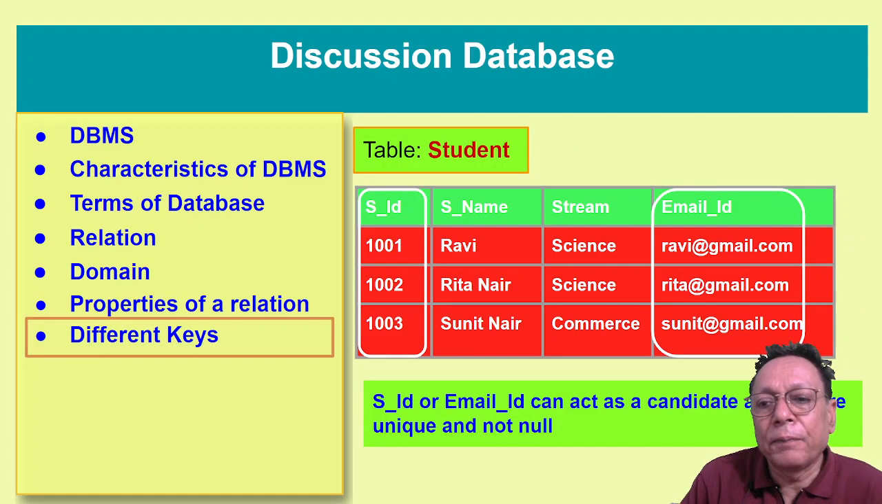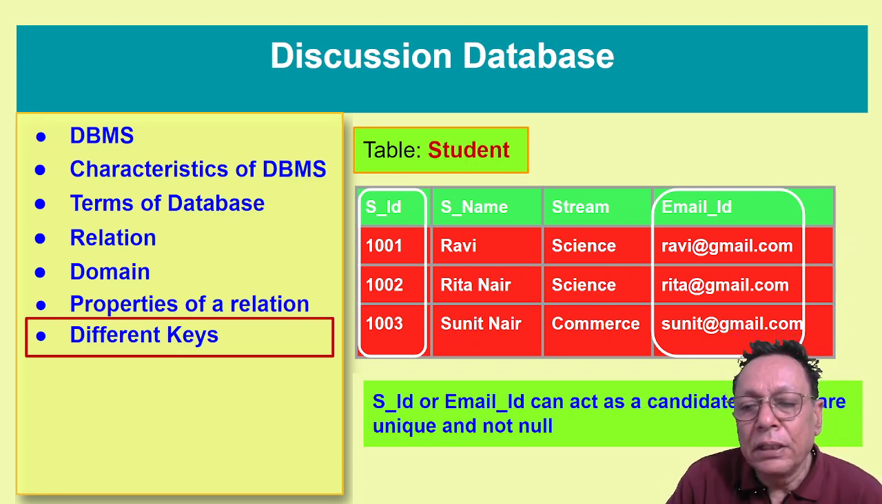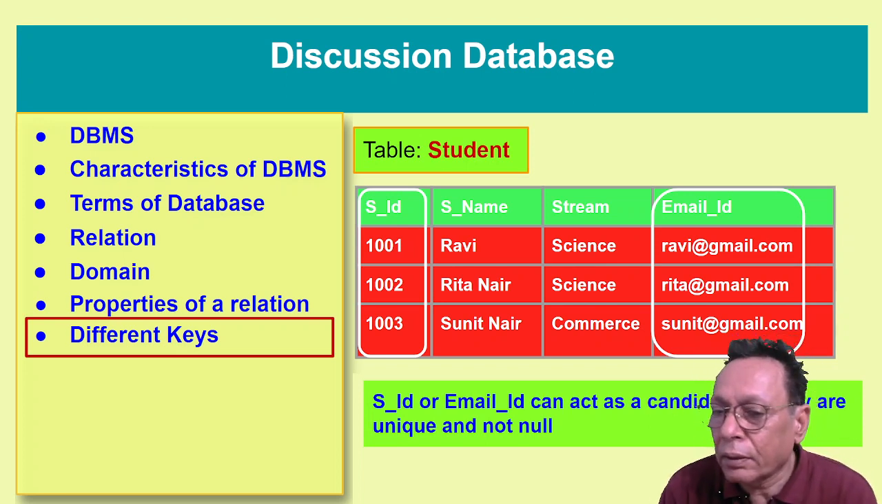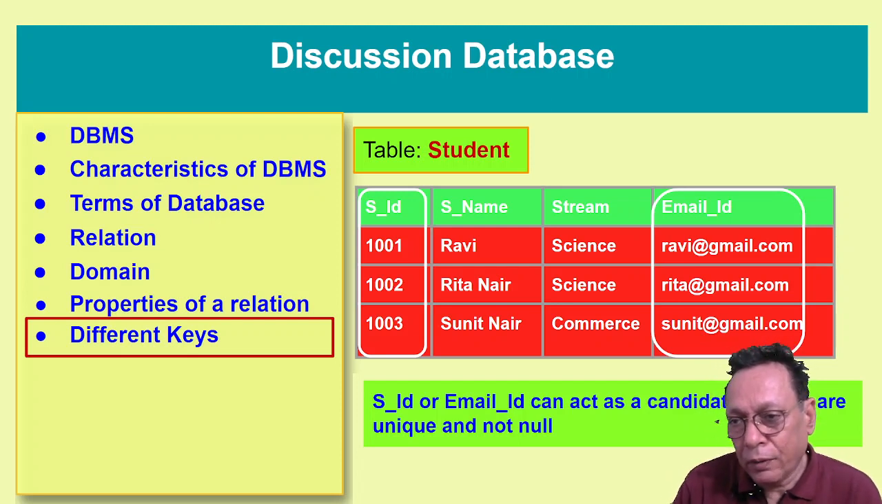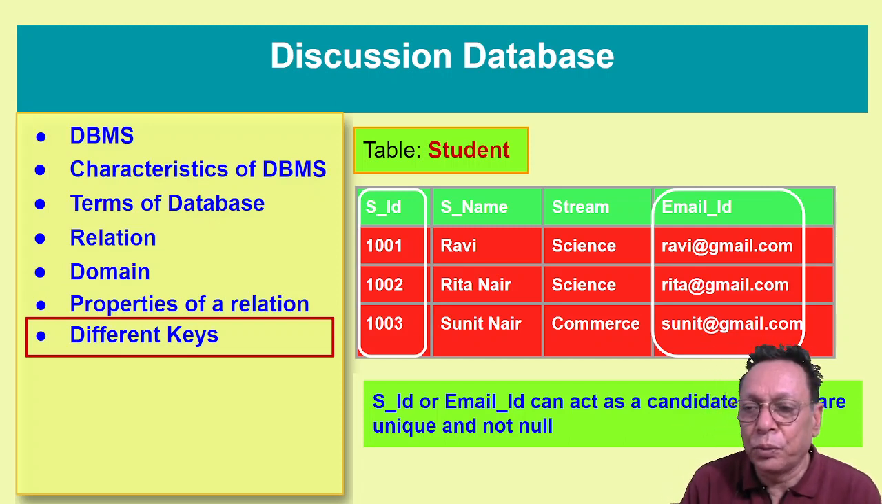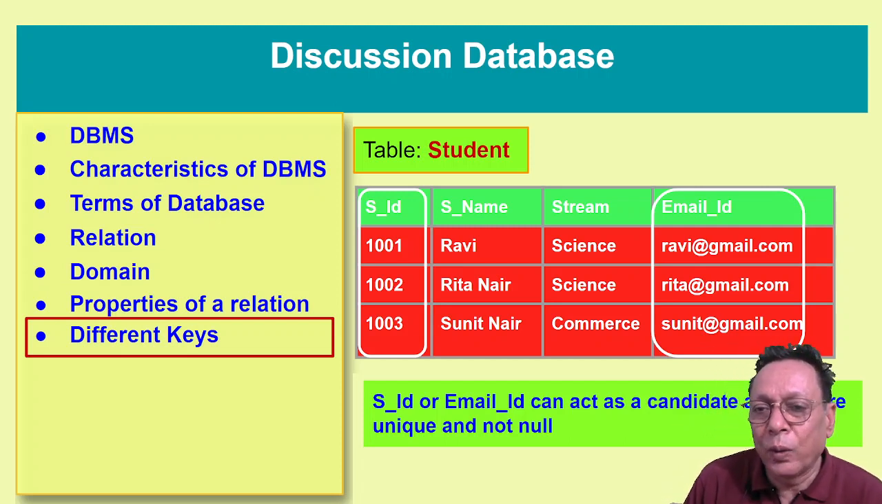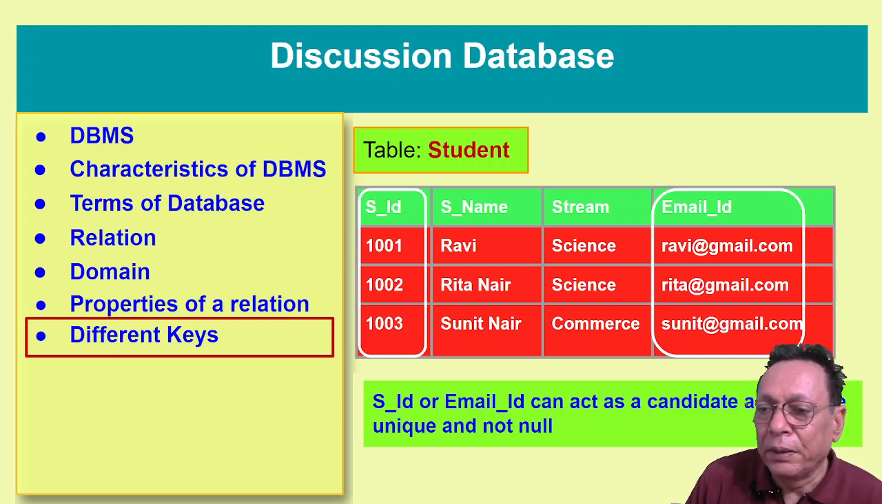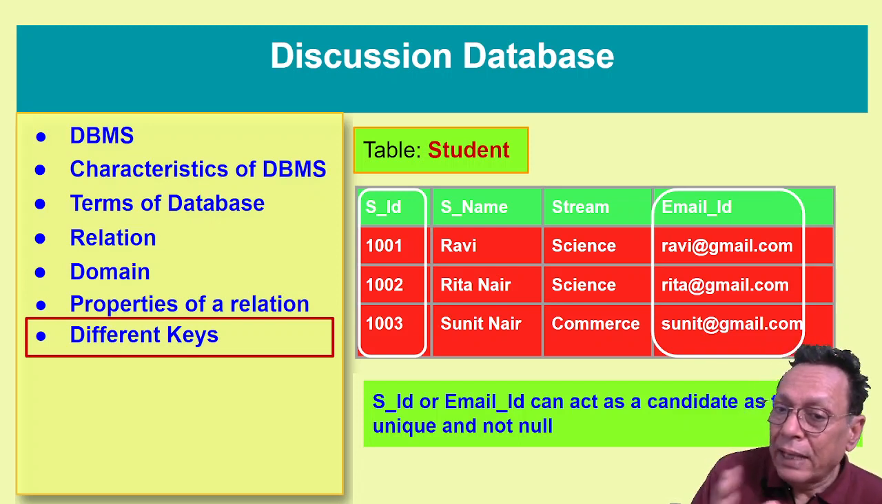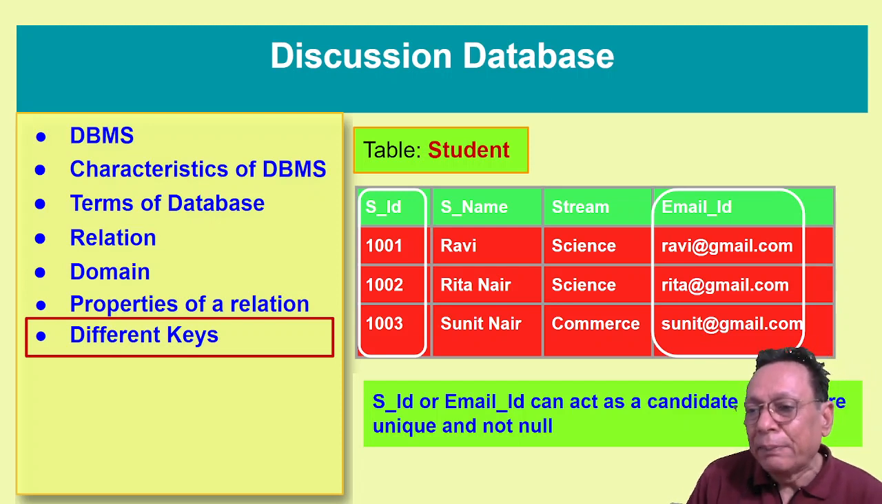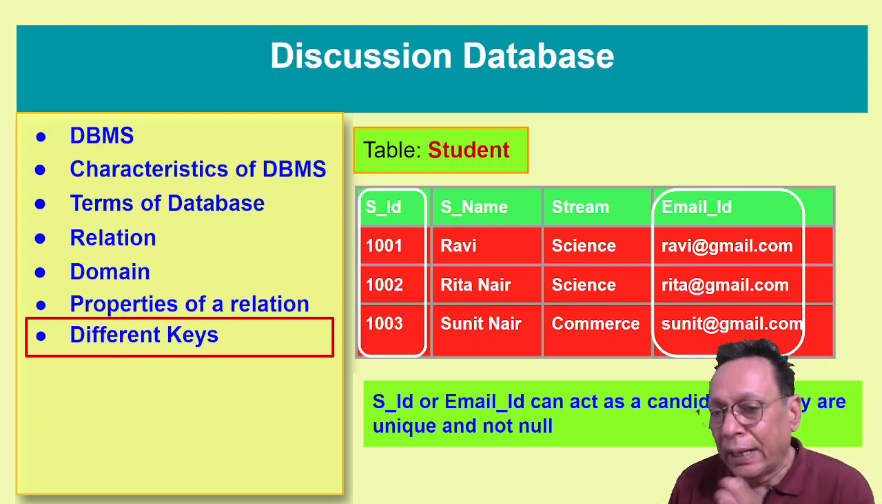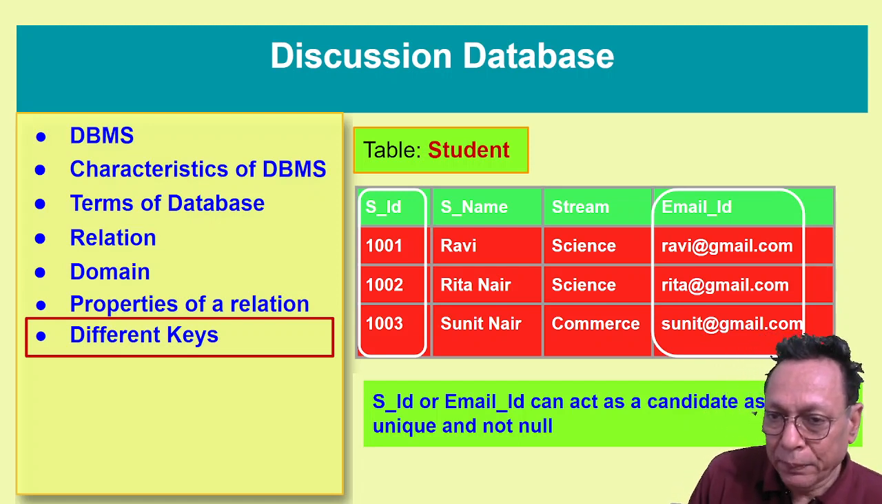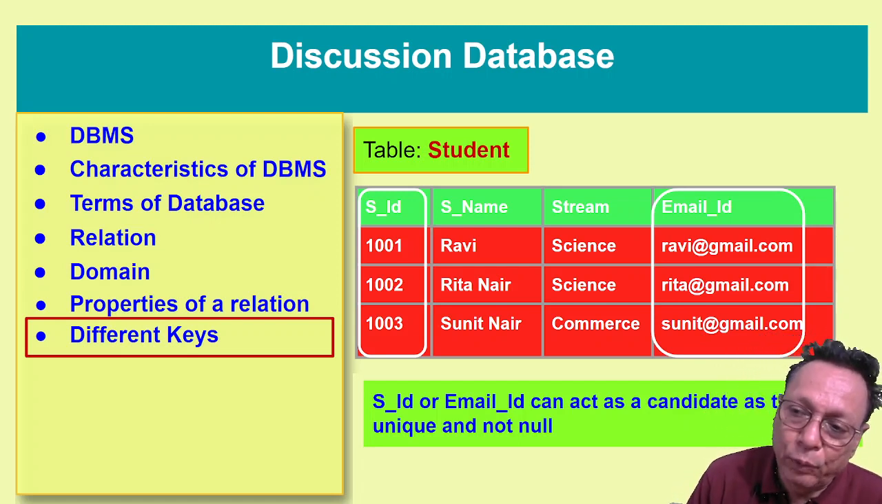Next is the example. Here you see the first column and the fourth column are the columns which possess unique values. If out of these two candidate keys we select one as the primary key, then the rest will remain candidate keys. Email ID will again be a candidate key, but SID is the primary key. But email ID can also be the primary key, but in that case SID will not be the primary key. In one table there could be only one primary key.